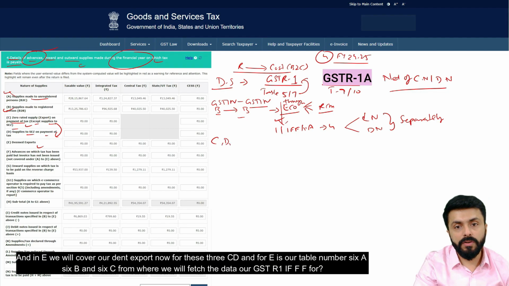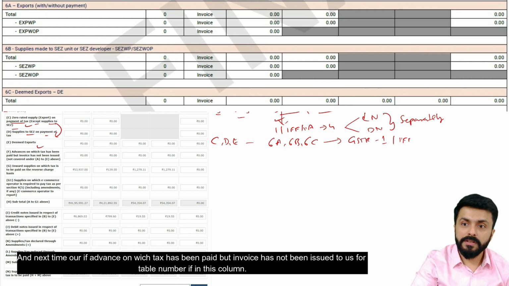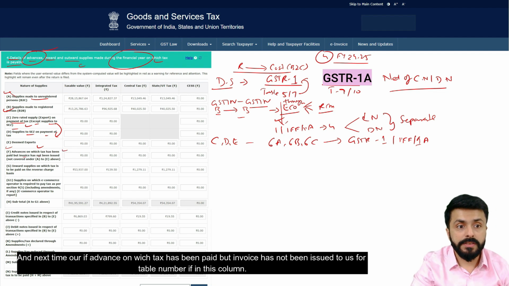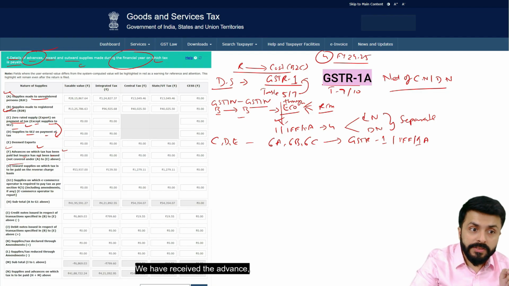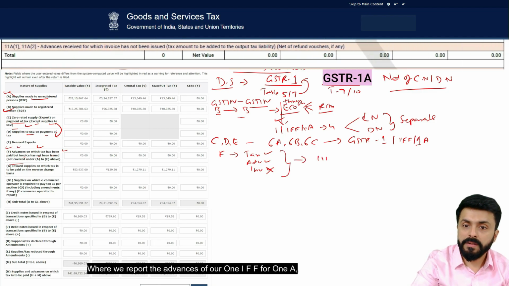And in E, we will cover our deemed exports. For these three, C, D, and E, our table numbers are 6A, 6B, and 6C. We will fetch the data from GSTR-1 and the IFF. Next is F, advances on which tax has been paid but the invoice has not been issued. We have received the advance but we have not issued the invoice yet. The details of this we will write here in F, and we will take its data from table number 11A, where we report the advances in GSTR-1 or the IFF.